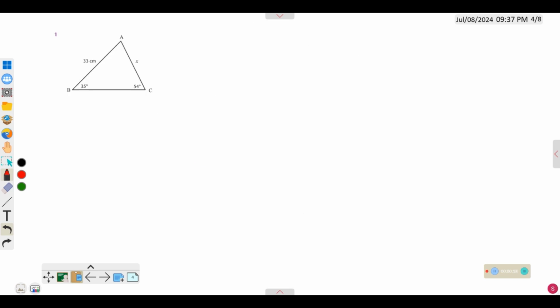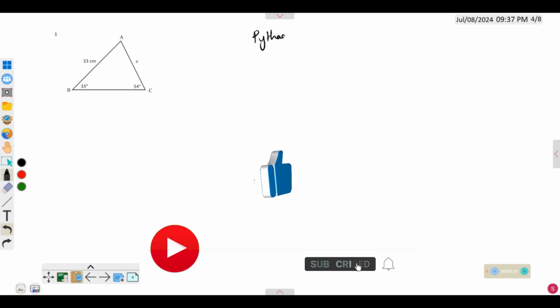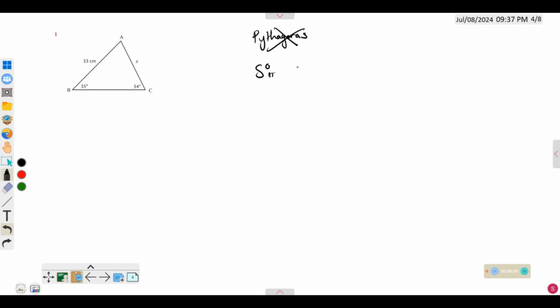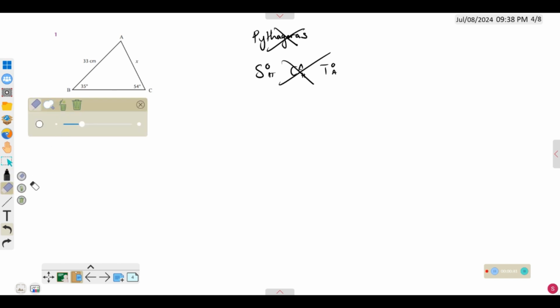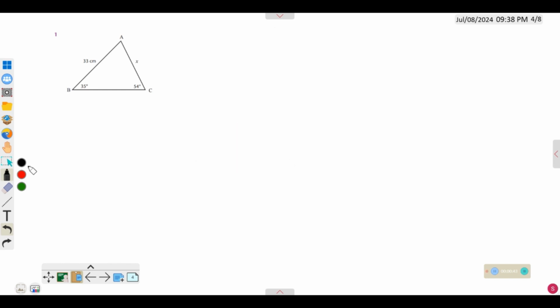Given triangle ABC, as you can see, that's not a right angle triangle. Since it's not a right angle triangle, remember the Pythagoras theorem fails. We cannot use Pythagoras. Also, SOHCAHTOA fails, because these are only restricted to right angle triangles. So here, what can we use? The sine rule. We are going to use the sine rule in this case.